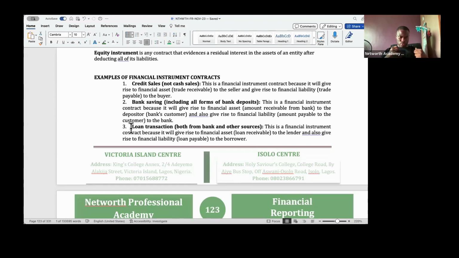So loan transaction will give rise to financial asset to the lender in form of a loan receivable, while the borrower will have a loan payable because he has to pay back both interest and principal. So it gives rise to financial liability to the borrower. So loan transaction is also a financial instrument contract because the two sides are complete. The lender is having a financial asset. The borrower is having a financial liability.